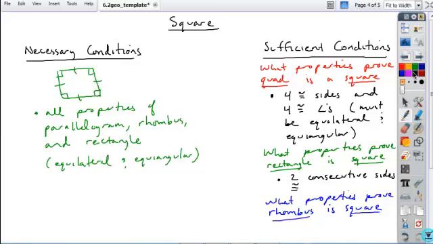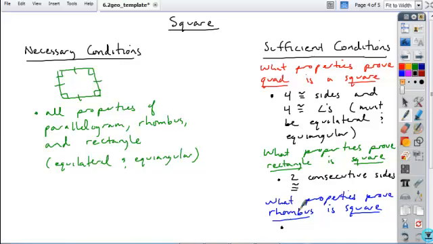Okay, again, we're starting with the fact that it's a rhombus, so all the properties of a rhombus and a parallelogram hold true. Okay, so it's already equilateral. All we need to do to make it a square is make it equiangular. And so again, based on the fact that we're already dealing with a parallelogram, how many angles do we have to see as right angles in order to verify that?